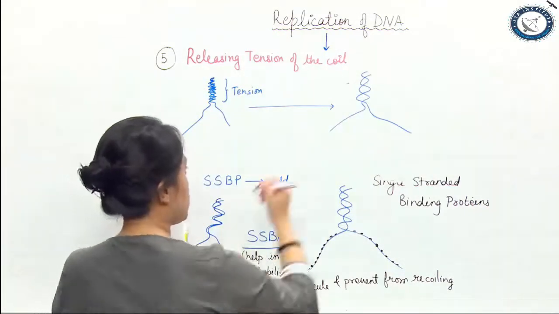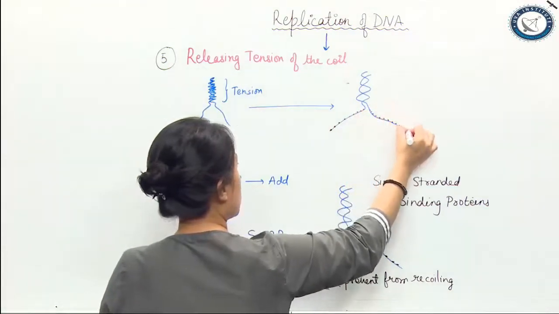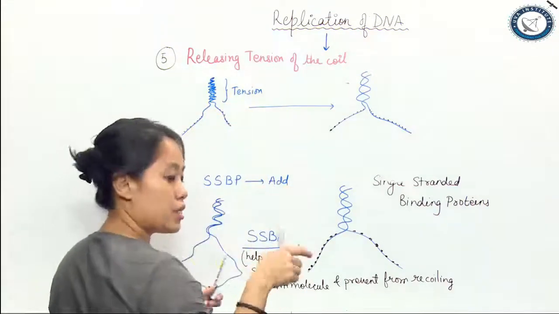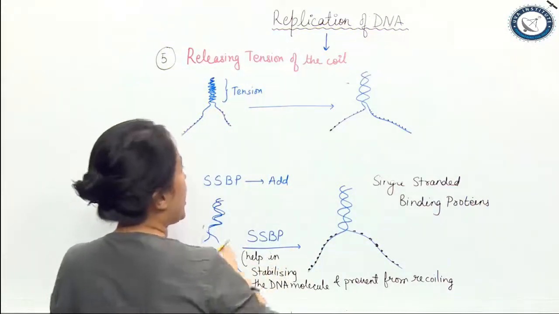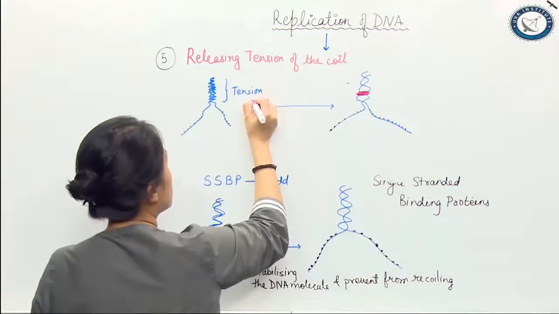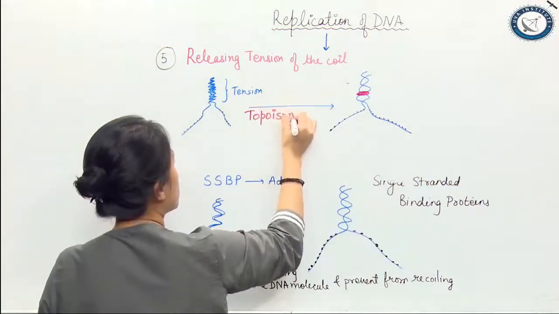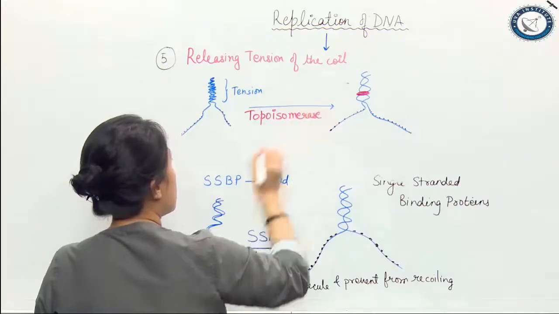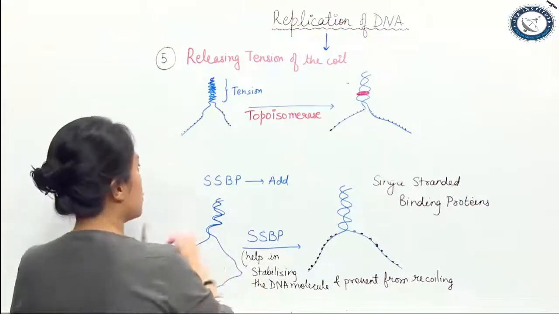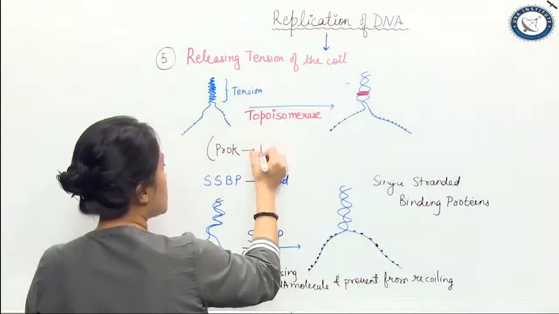And yes, of course, SSBP is here. SSBP here, we should not forget this. Helicase is working. What I have done, I have added an enzyme here, and the name of this enzyme is topoisomerase enzyme. In eukaryotes, this enzyme is topoisomerase, but when we talk about prokaryotes, it is DNA gyrase.